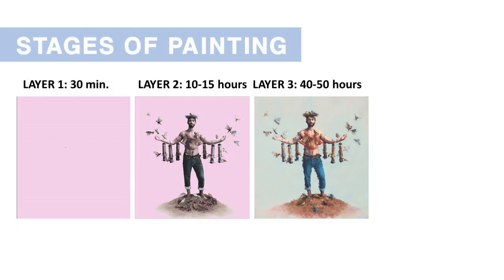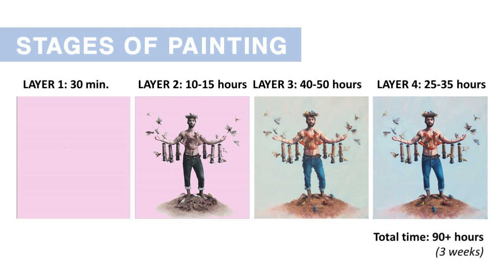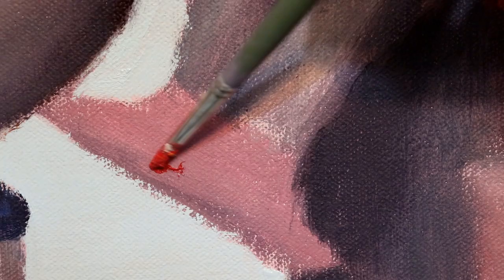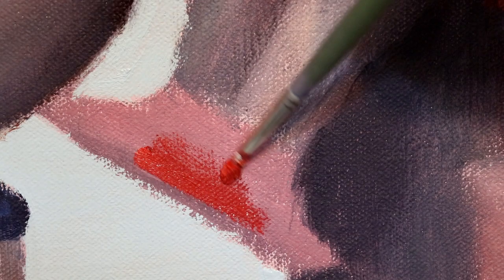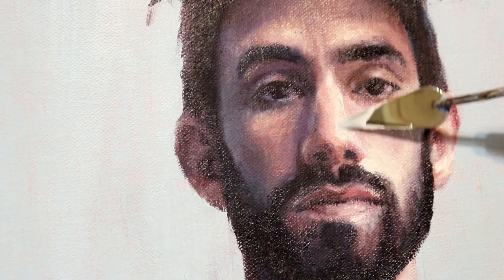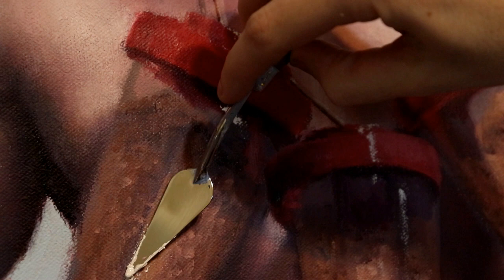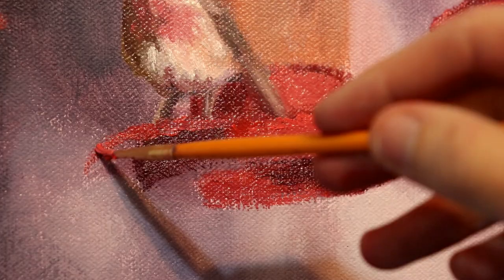The third layer takes the longest. This is when I've established my values, but I need to go over everything and really try to match the color and bring in the form. And then the last layer is when I bring in things like my palette knife and I focus on surface details and do all the major refinements. Here are a few clips from those last two stages. And you can see me utilize different techniques and mark making to bring in some variety here.